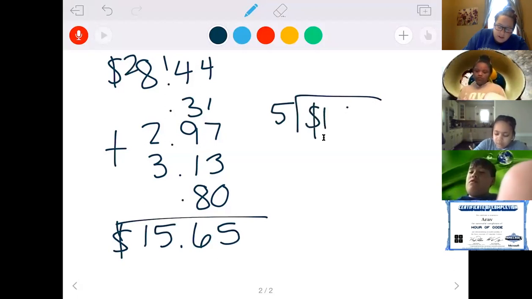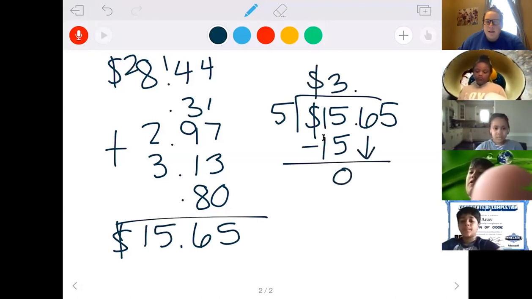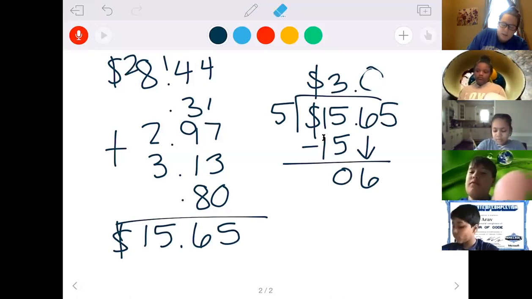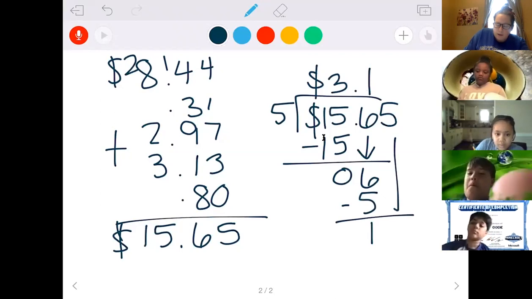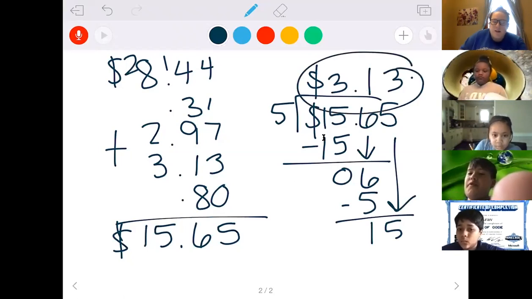So 5 goes into 1565. 5 goes into 15 3 times. And if we subtract it, we get 0. And I forgot to do what I always told you guys to do. Put your dollar sign in decimal. Bring down the 6. 5 goes into 6 0 times. No, not 0. Sorry. I was thinking about the 3. 5 goes into 6 1 time. 5 times 1 is 5. Subtract that, you get 1. Bring down the 5. 5 goes into 15 3 times. So $3.13 would be the answer that you give me.